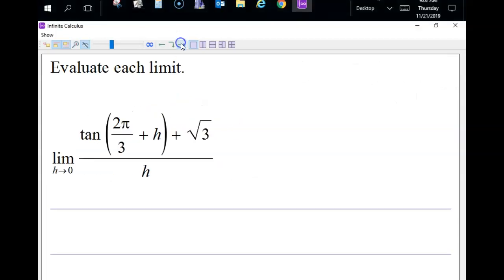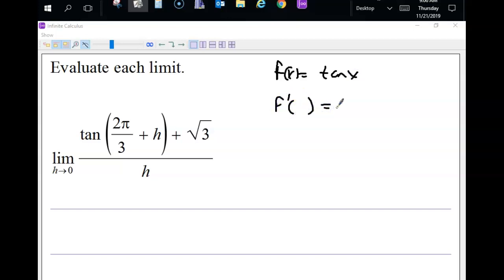Throw another one at y'all there. See how you do with that one. Okay, so let's see what you guys got. Thea, what's our function that we're finding the derivative at here? Tangent x. Chloe, what number are we finding the derivative at? Okay. Neha, what's the derivative of tangent?